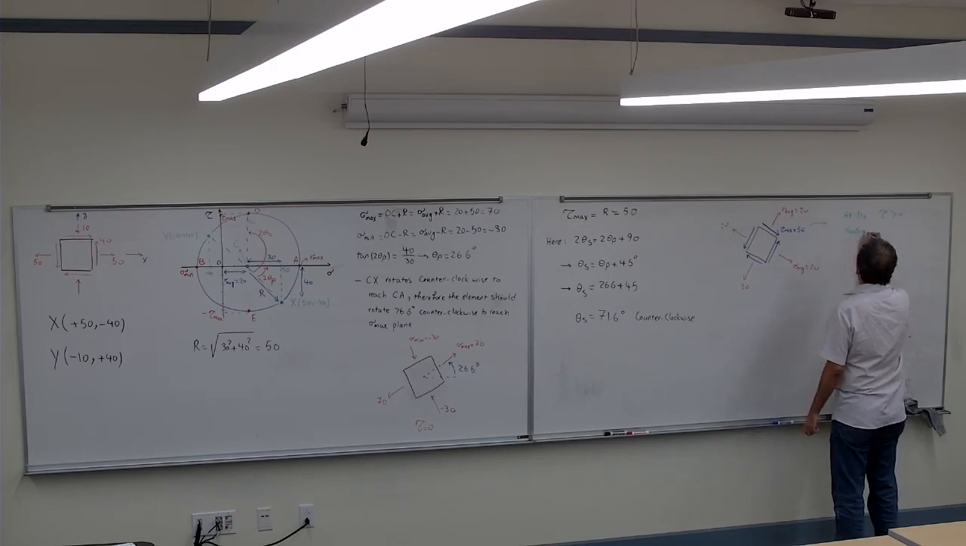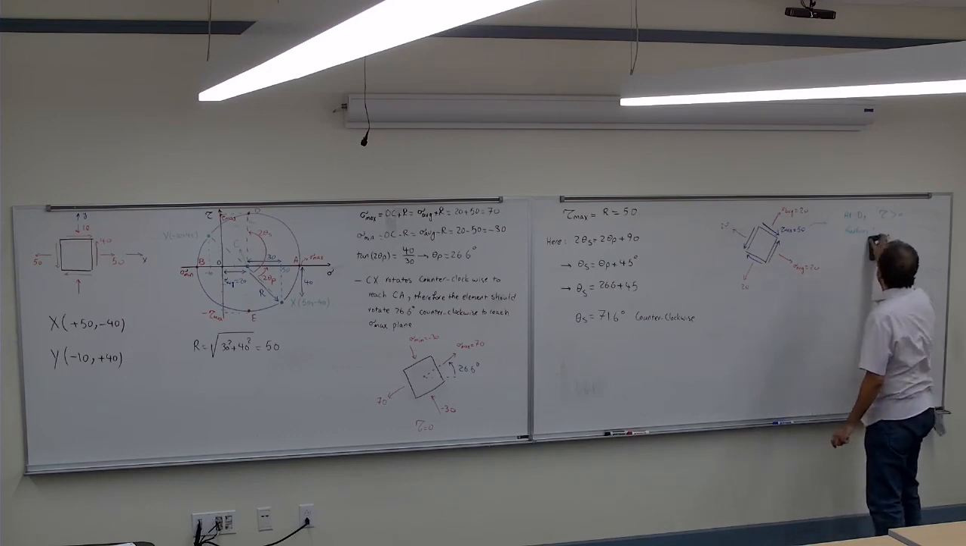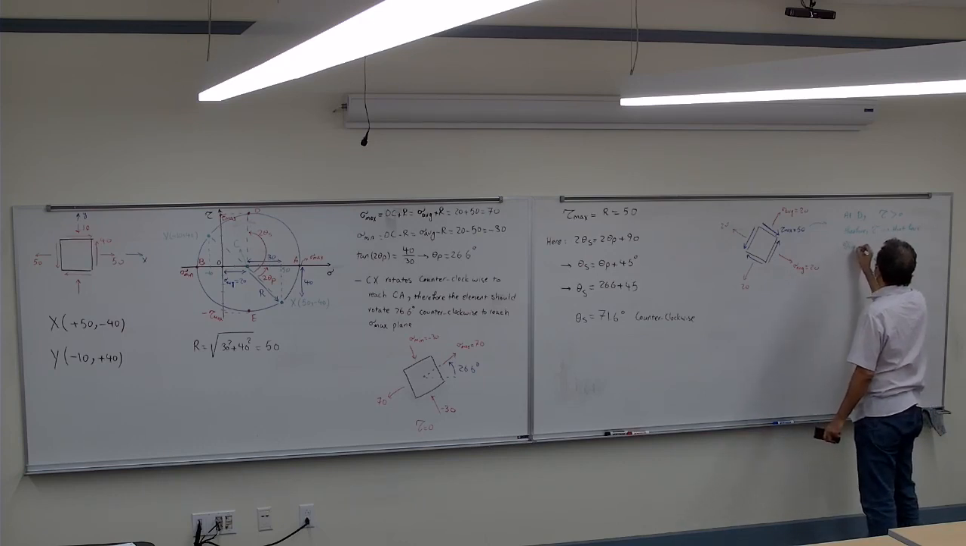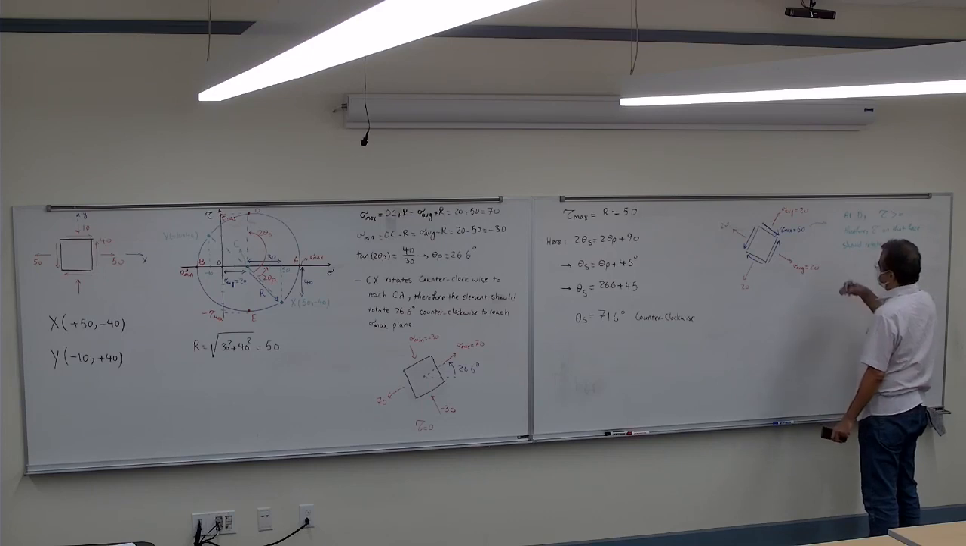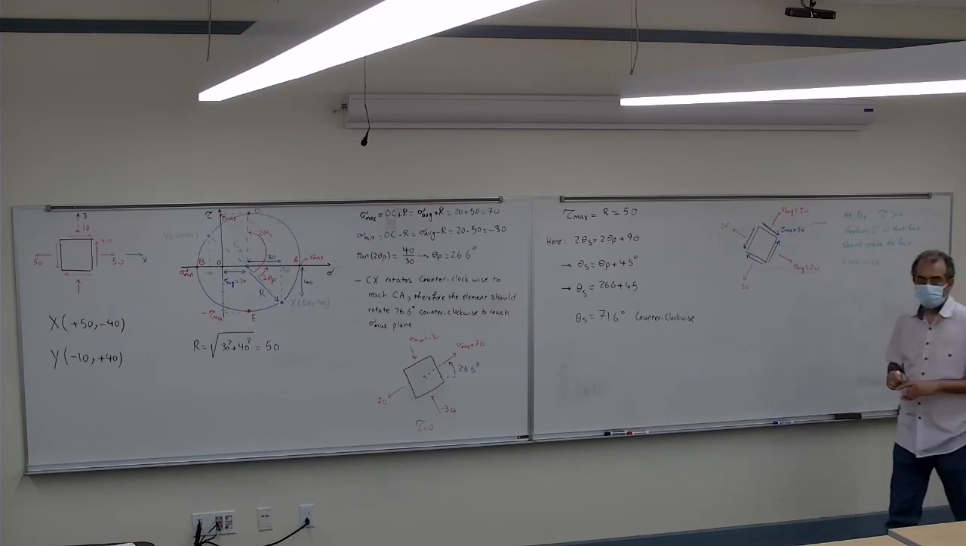Therefore, tau on that face should rotate the face clockwise. Just in case later on you wonder why we put it that way.